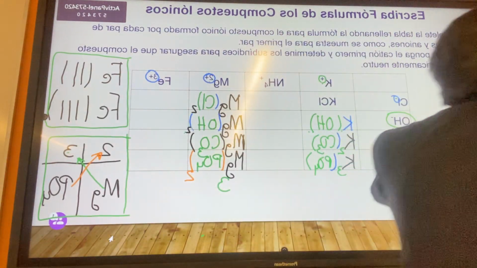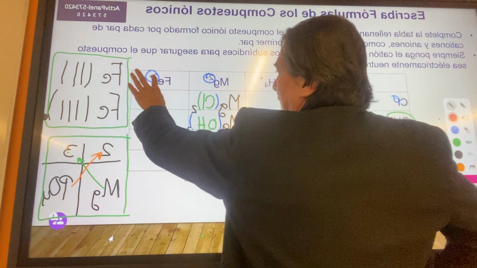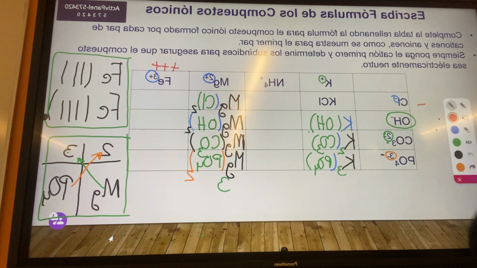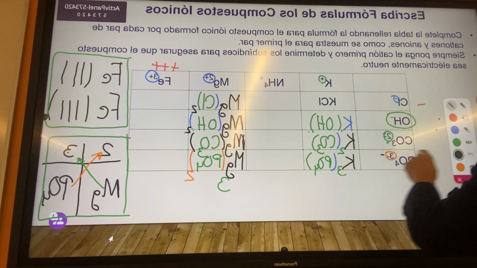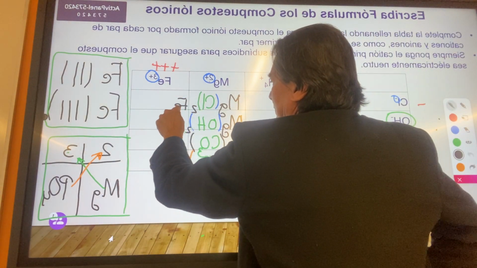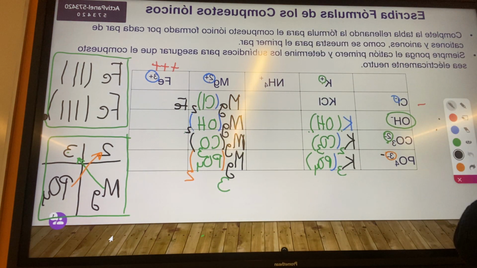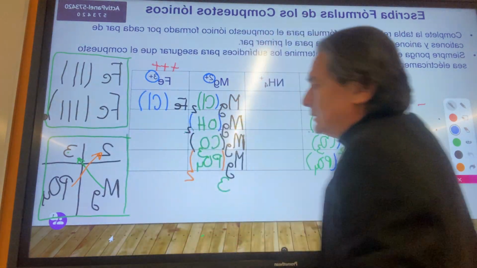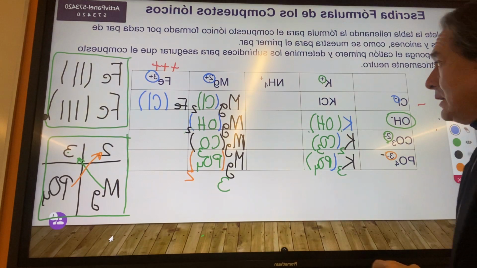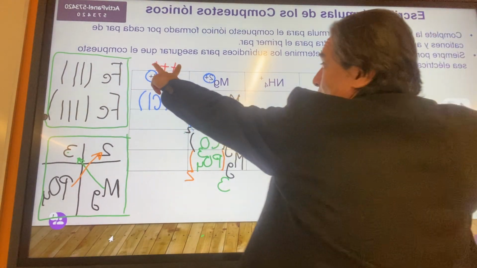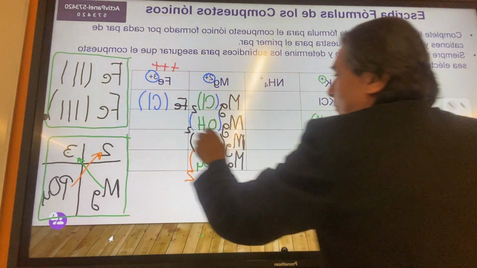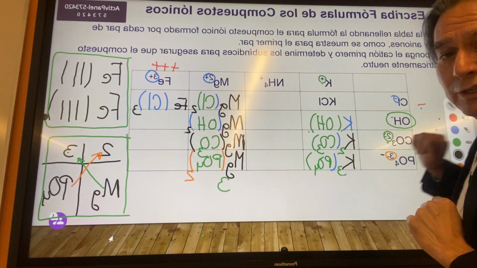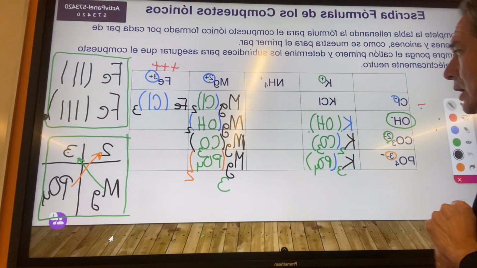Well, let's see what happens when you combine. Iron has a +3, and chlorine has only a -1. The rule says first write the iron. The question is how many chlorines it will require to form a neutral compound. Because you have 1 here and you need 3, the subscript here has to be 3, right? Because you need 3 chlorines to form a neutral complex.